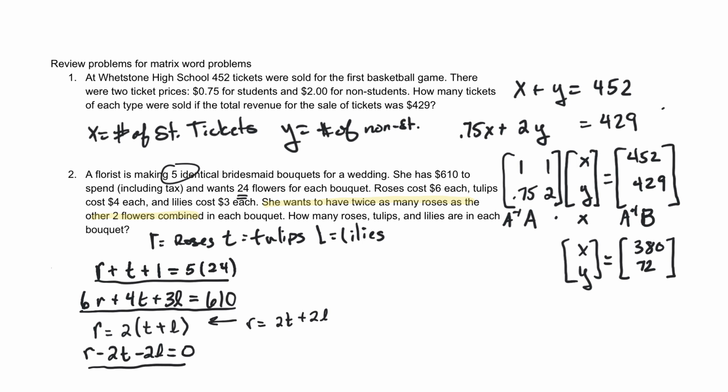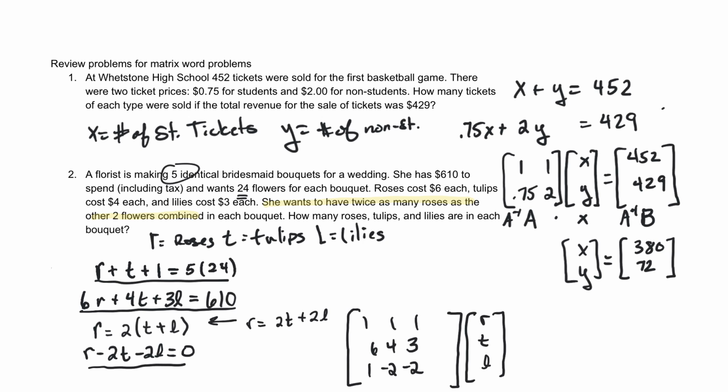I'm going to go ahead and write the matrix equation for this. This is a 3 by 3, so we don't even know how to do this one by hand. So we're going to have 1, 1, 1, 6, 4, 3, and then we have 1, negative 2, negative 2. The variables that we're working with are R, T, and L. Notice that I'm keeping them in the exact order that we worked in. If I rearrange them or get them incorrect, then my solutions will be off. That's 120, 5 times 24, then 610, and 0.